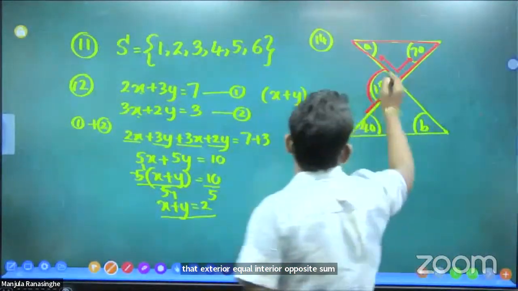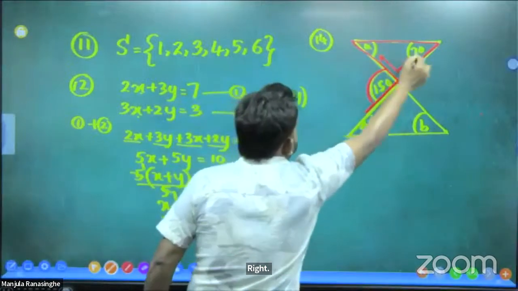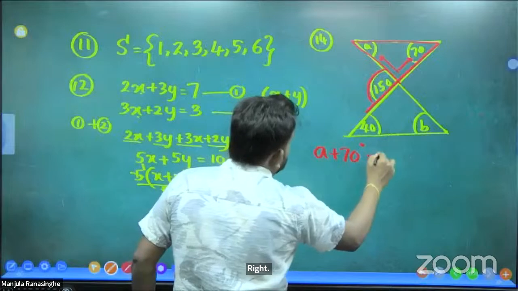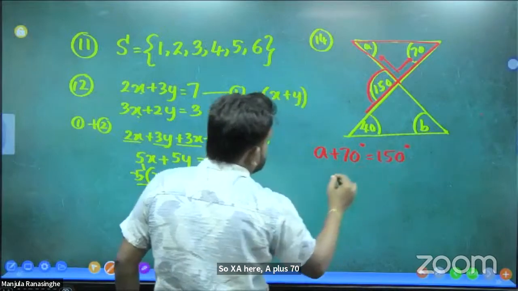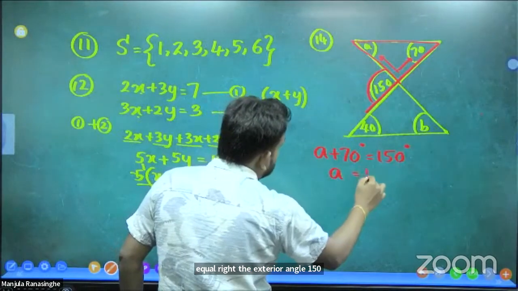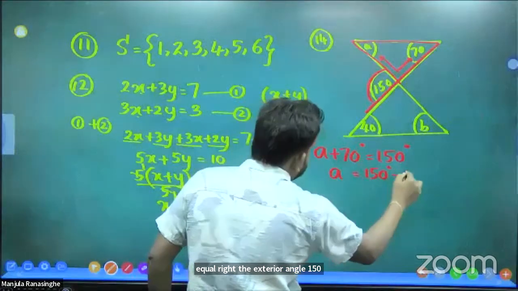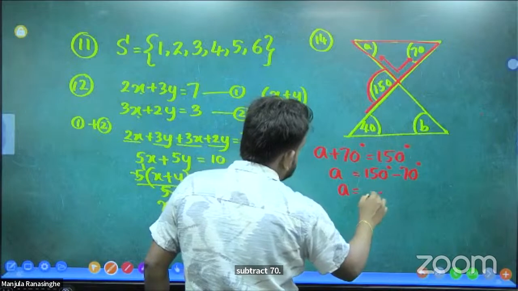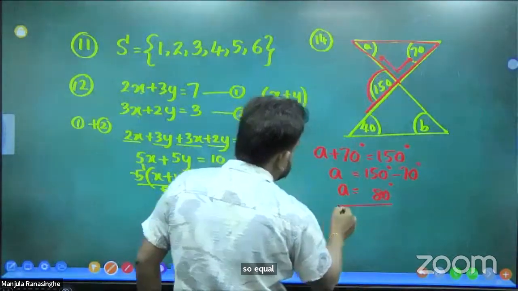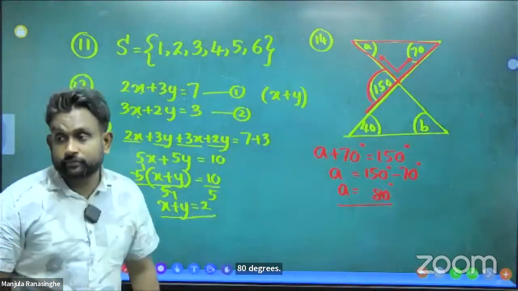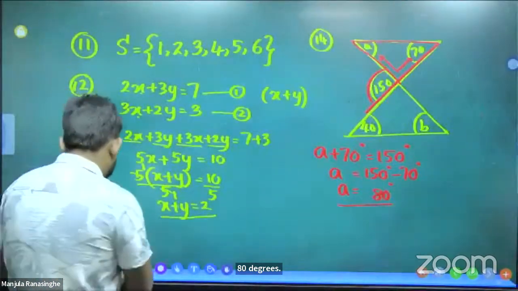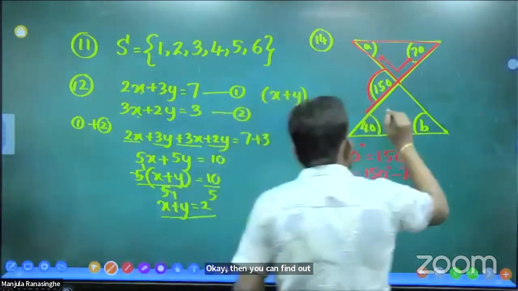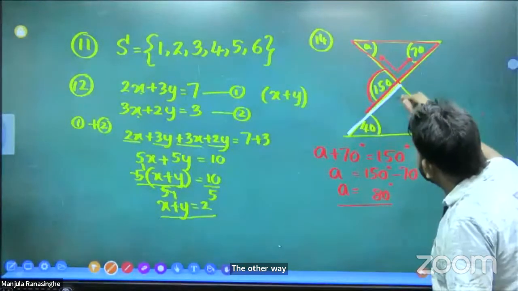Right. So A plus 70 equals the exterior angle 150. Okay, now you can make A the subject: A equals 150 subtract 70. So A equals 80 degrees. Okay. Then you can find the other one in the other way. So check the exterior angle theorem in this manner.